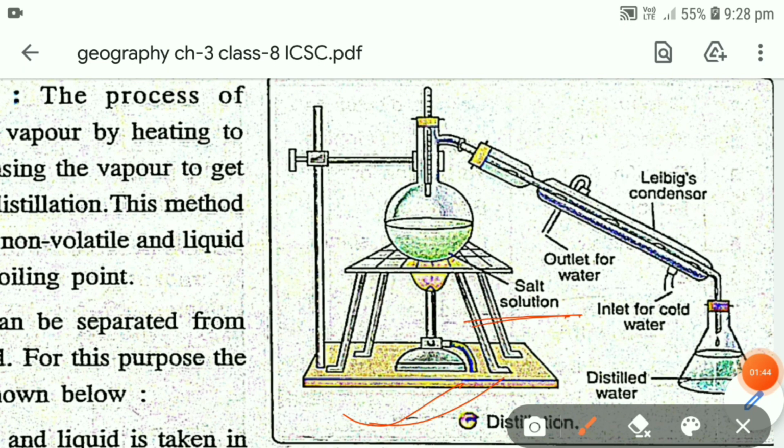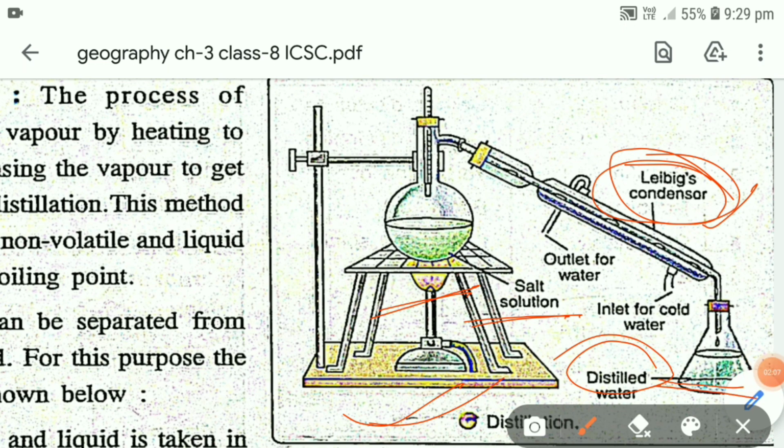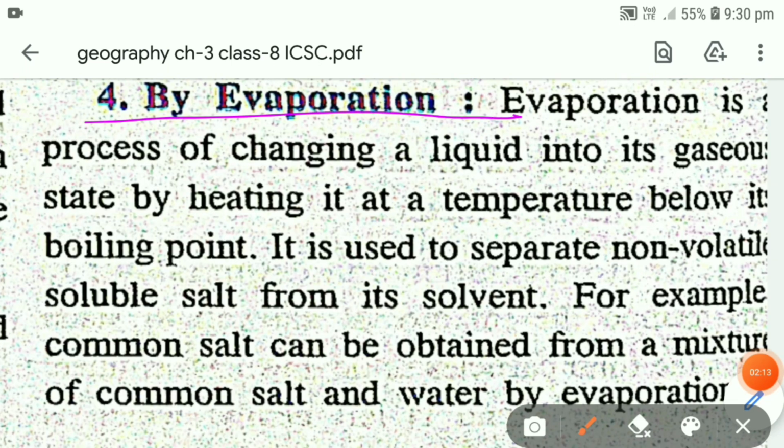So see, we have salt solution with water. This is the setup. See, water is boiled to 100 degrees Celsius, its boiling point. Through this condenser the water is received, and this is the distilled water we are getting. I hope the concept is clear. Okay, let's move forward. So the next process is evaporation.